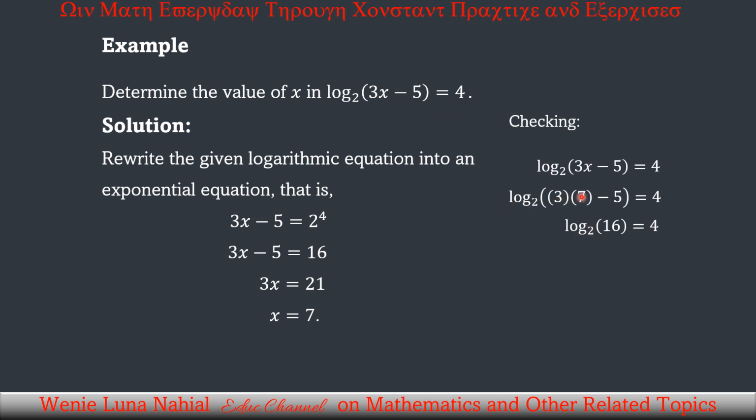Checking. Replacing x by 7: 3 times 7, that is 21, minus 5, that is equal to 16. This 16 can be written as 2 raised to 4. Then, by the power rule, you have 4 times the logarithm of 2 to the base 2. That's an identity, so the logarithm of 2 to the base 2 is equal to 1. So, 4 times 1, that is equal to 4.